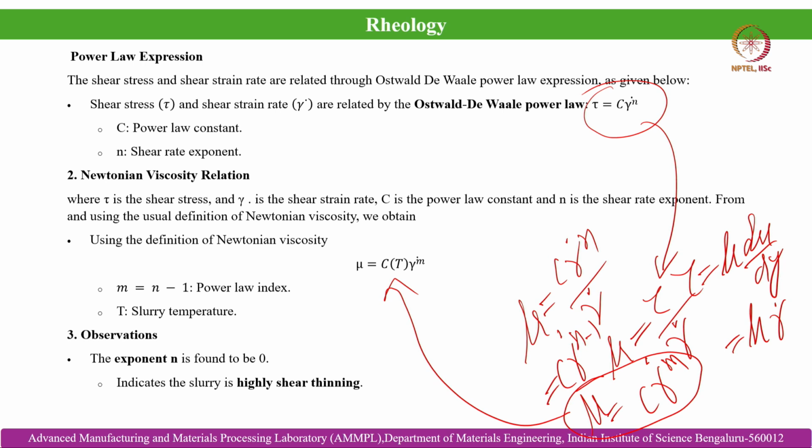In the case of this particular alloy, the aluminum 7 silicon 0.3 magnesium alloy, it is found to be highly shear thinning, and the value of this exponent n is 0. So, then the viscosity expression becomes C, which is a function of T, times gamma dot to the power minus 1, which shows it is highly shear thinning.